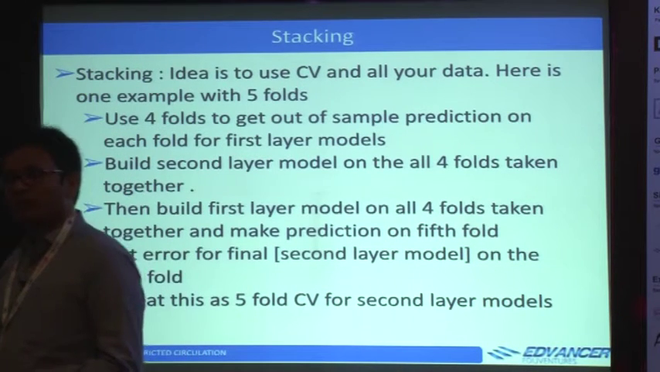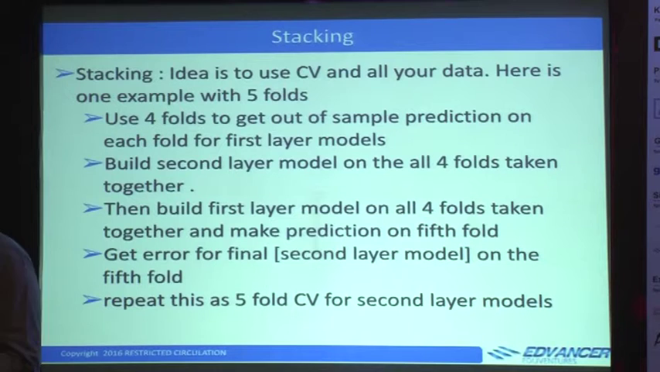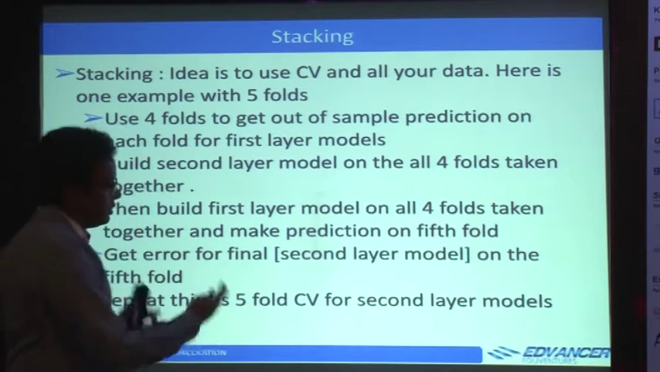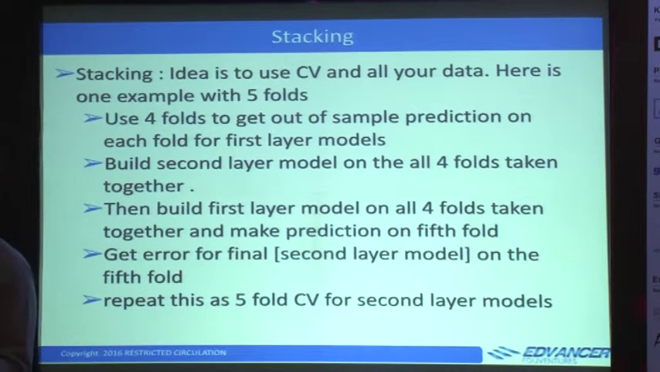What are we doing here? We are getting out of sample predictions. We are getting those predictions using the GBM model on the data which was not utilized in building the model. You realize that we eventually end up utilizing the entire data.